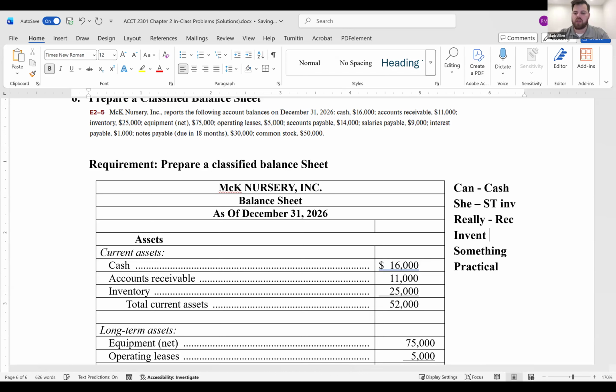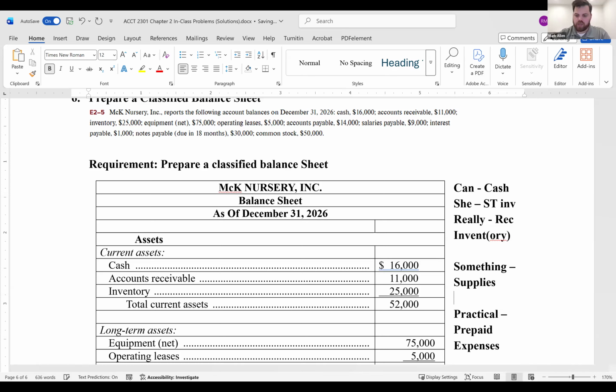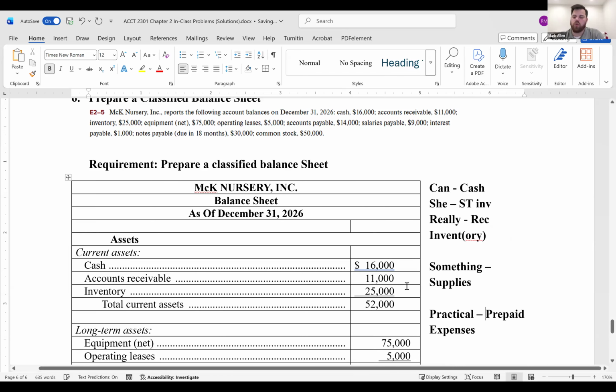Invent was, of course, inventory. Something was our supplies, and then practical was our prepaid expenses. And so this is what we ended up with for our saying, and it hopefully allows us to keep these things in order.